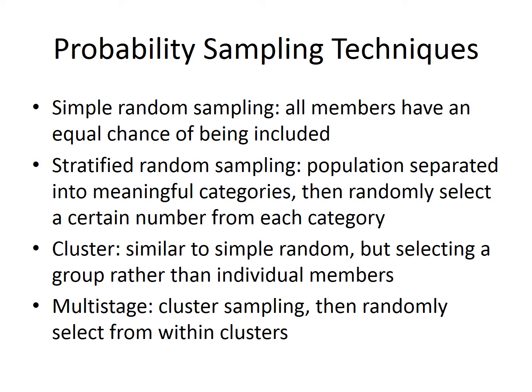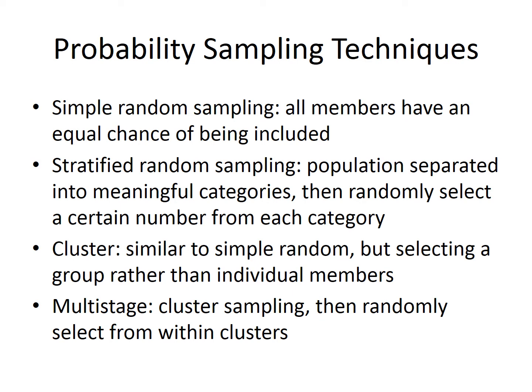Cluster sampling is similar to simple random sampling, but in that case, we're randomly selecting a group rather than individual members of the population. For a pediatrician example, this would be like using a list of all pediatric practices and randomly selecting a certain number of practices, then gathering data from all of the doctors in those practices.